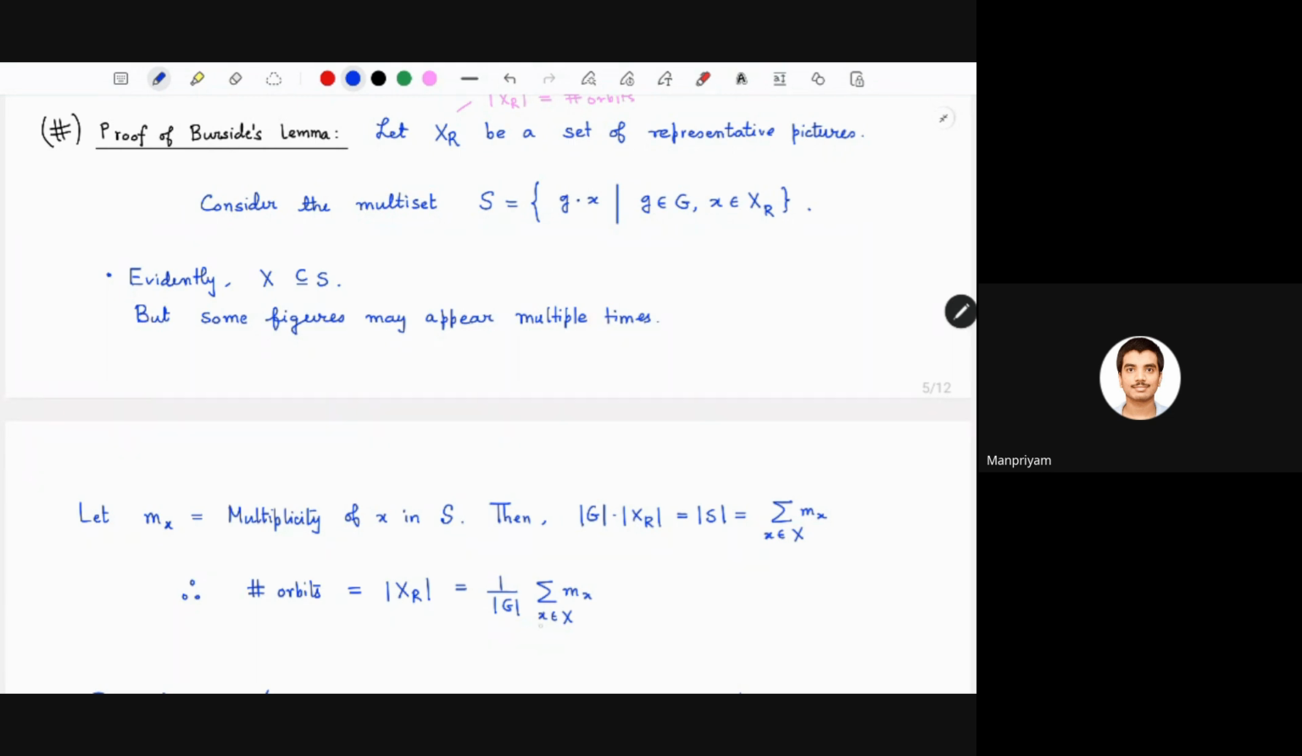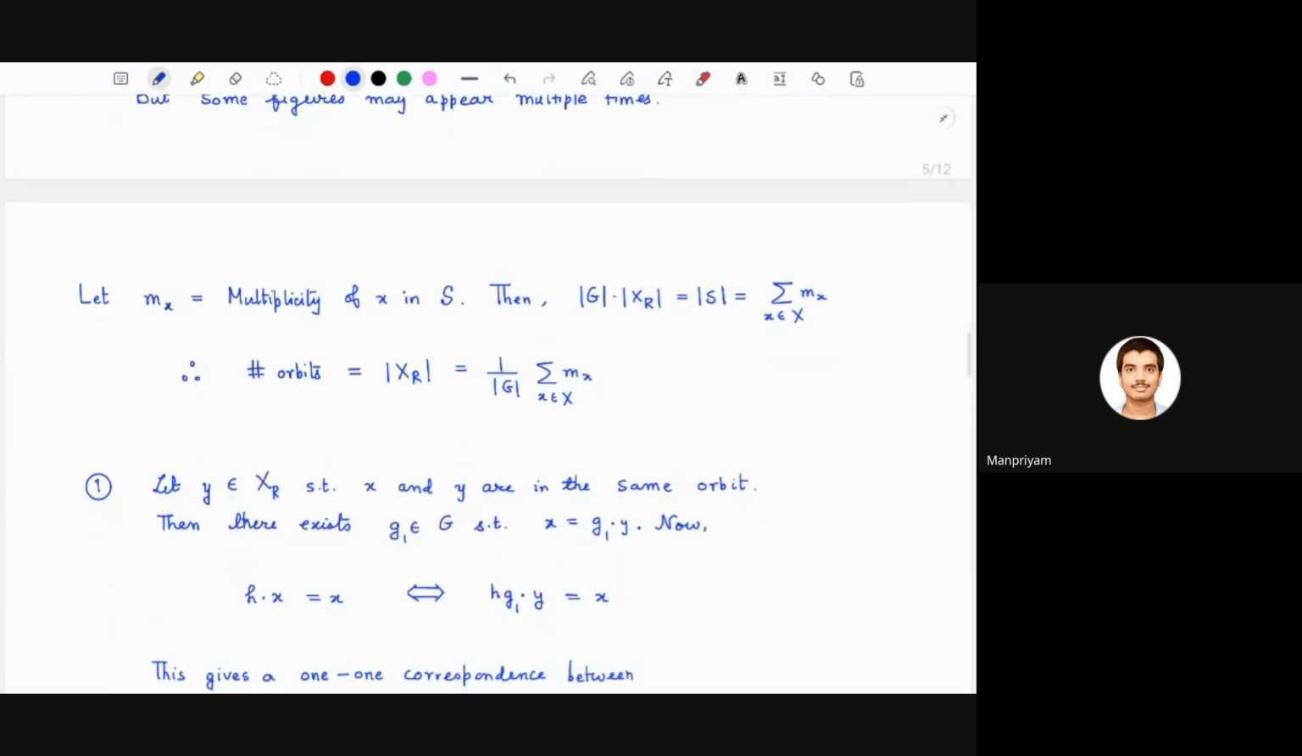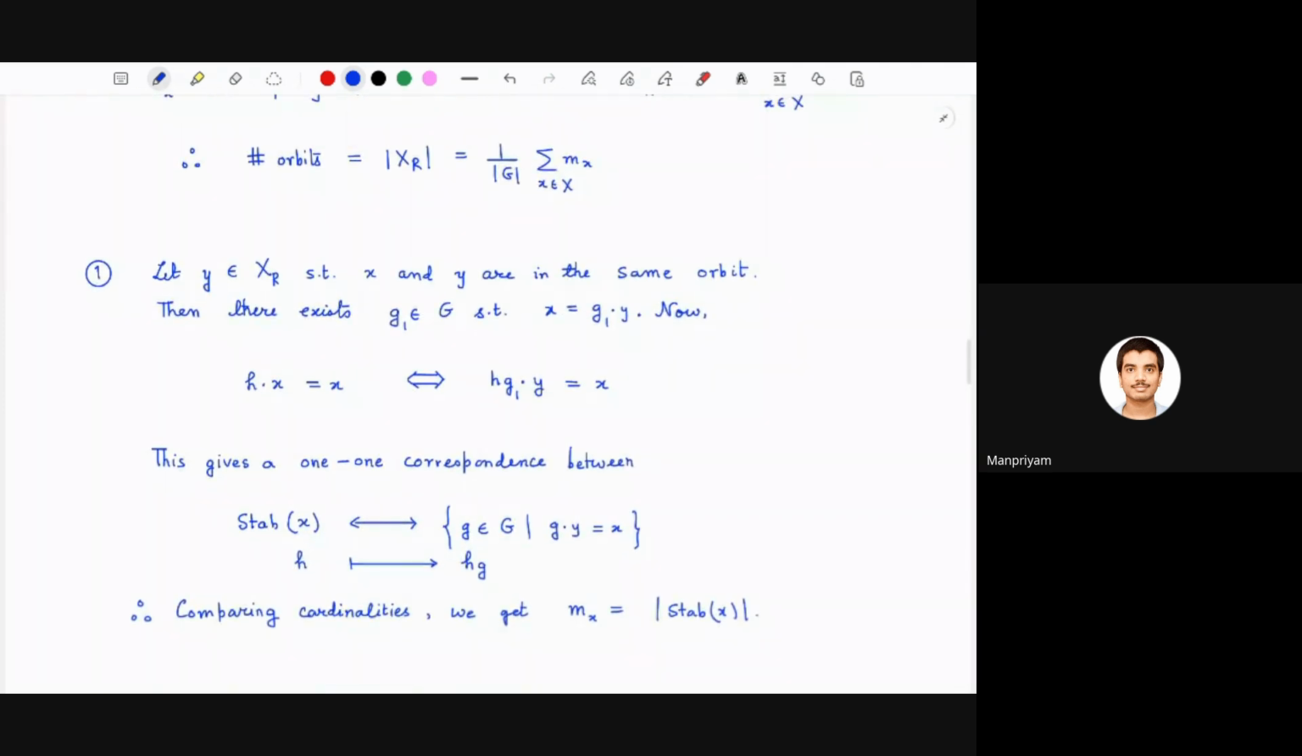But there are still two problems. This summation is not over G, it's over X. And what the hell is this m_x? We don't really understand these multiplicities. So let's try and understand the multiplicities first. So fix x, okay? Pick an x. And we want to find what m sub x really is. So take y from our collection of representatives, the y corresponding to x, which lies in the same orbit as x. Okay.